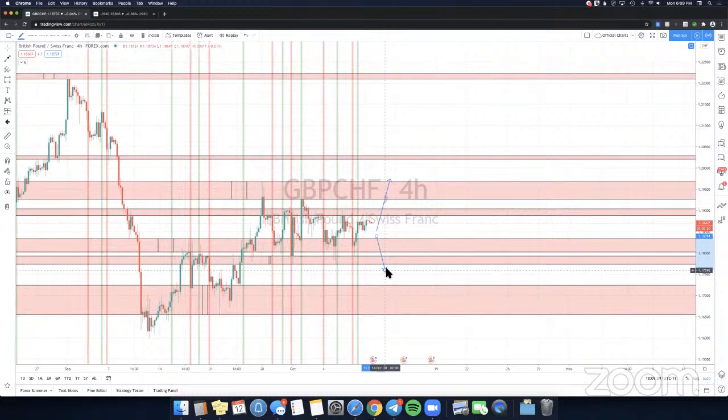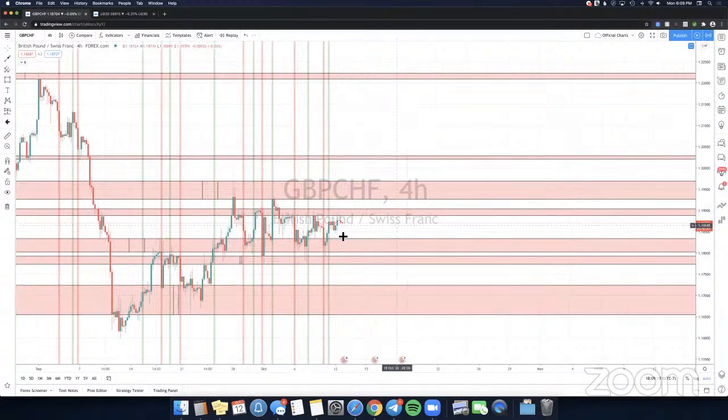But me personally, I don't like to trade ranging pairs. Most of our strategies are based on trend continuation with momentum. So I think it's just too risky if you're going to enter a trade right here where it just basically bounces back and forth. So that's GBP CHF. Let's move on to the next one.